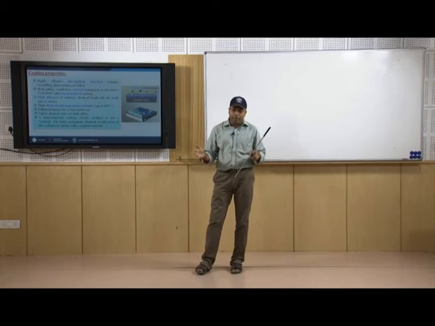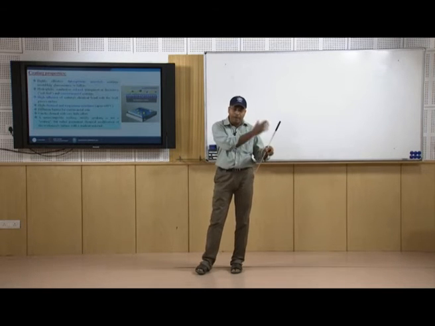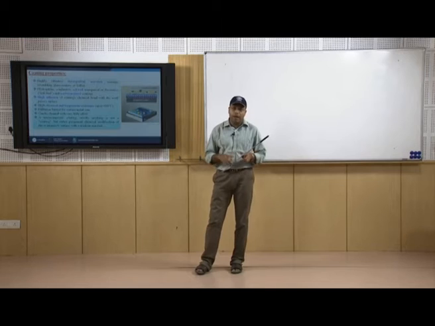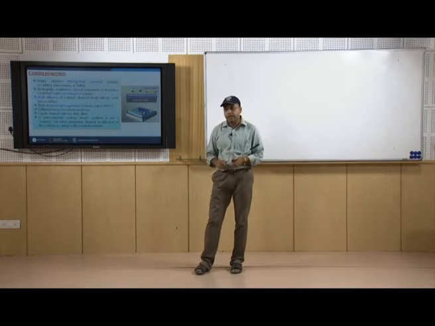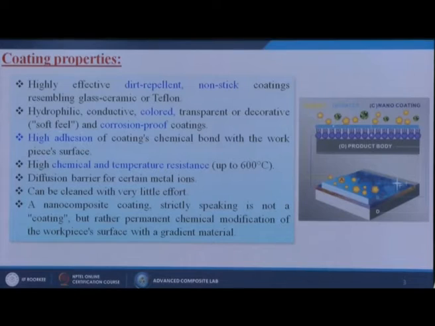So my material's range should be from minus 100 degrees centigrade to the higher side, maybe 200 or 300 degrees centigrade. Sometimes I can use that material for oven or furnace purposes, where the temperature goes around 800, 900 degrees centigrade. So my coating material should have the capability to withstand temperatures ranging from minus 100 degrees centigrade to 800 degrees centigrade. Next is a diffusion barrier for certain metal ions.